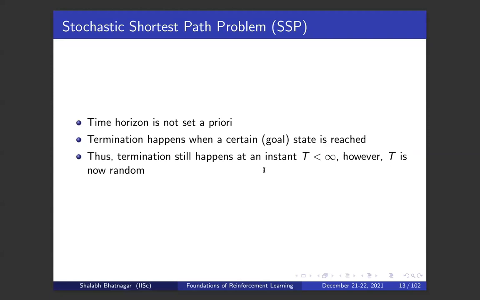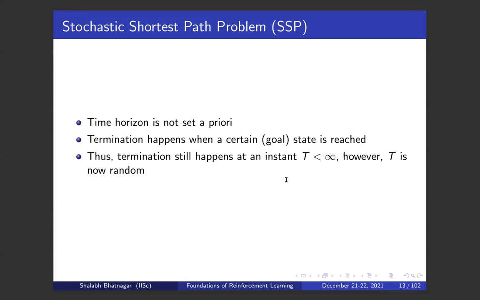There is this other class of long-term objectives that we call stochastic shortest path problems. So here, the time horizon is finite, but it's random. In general, it's not something that is set a priori. So termination happens whenever you are in a certain state. Many times we also call that the goal state. And of course, it's not necessary that you have a single goal state. You can have multiple goal states or a set of goal states and so on.